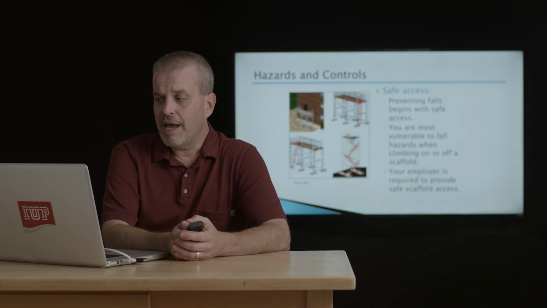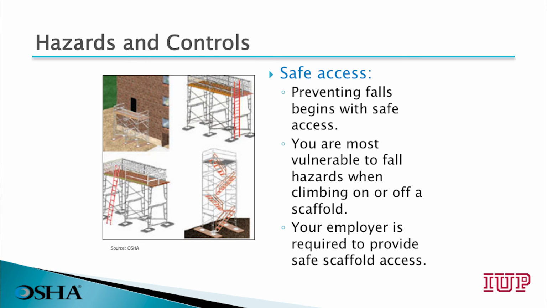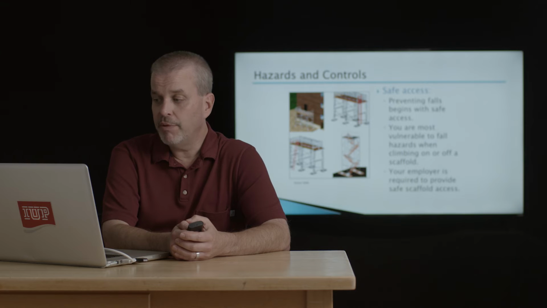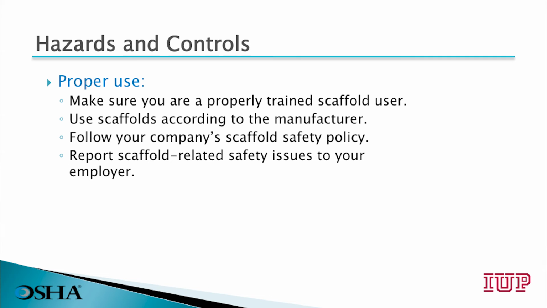Safe access to scaffolds. Preventing falls begins with safe access. You are most vulnerable to a fall when climbing on or off of a scaffold. Your employer is required to provide safe scaffold access. Make sure you are properly trained to use the scaffold. Use scaffolds according to the manufacturer's requirements. Follow your company's specific scaffold safety policy. Report scaffold-related safety issues immediately to your employer.